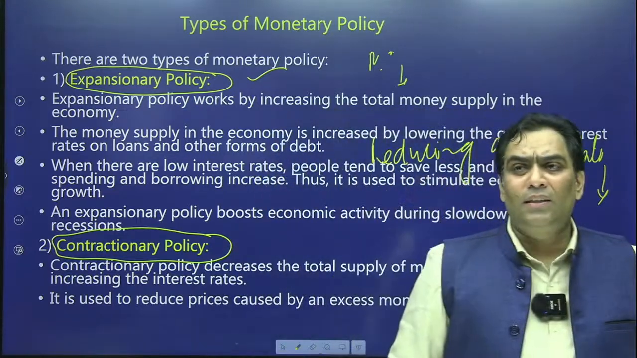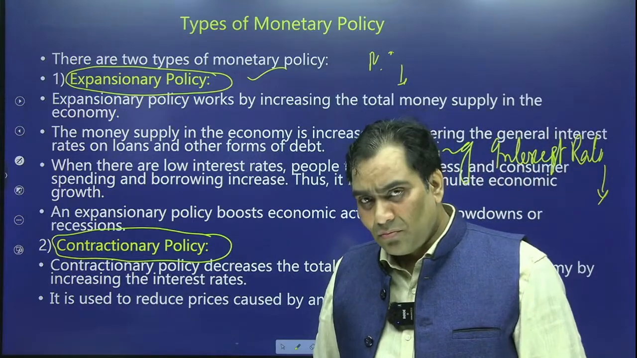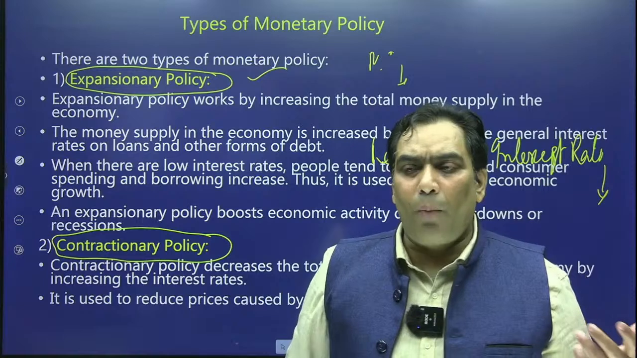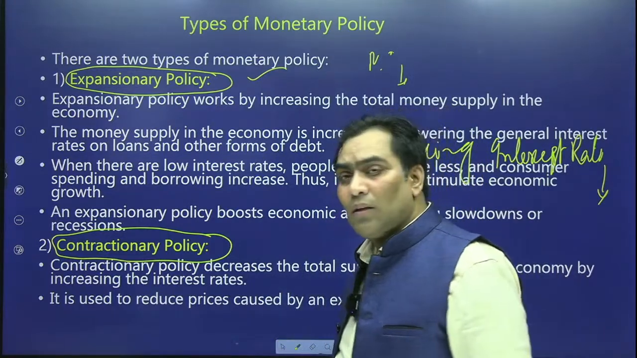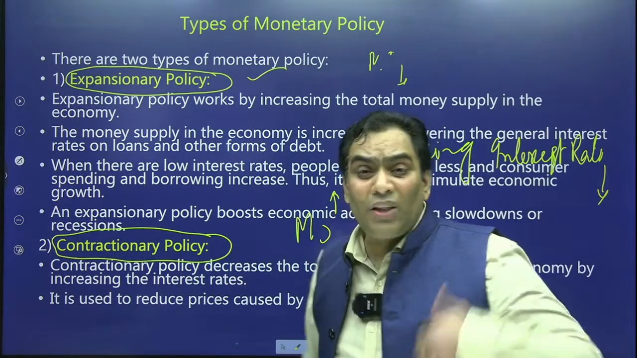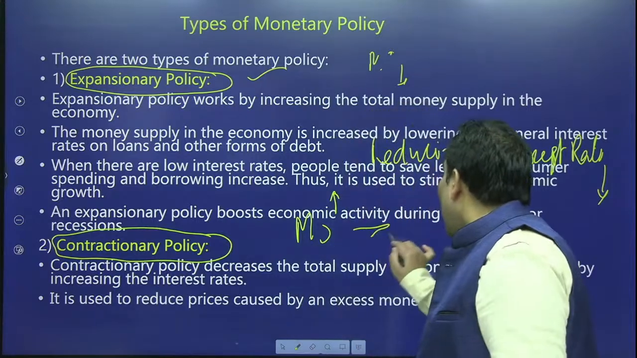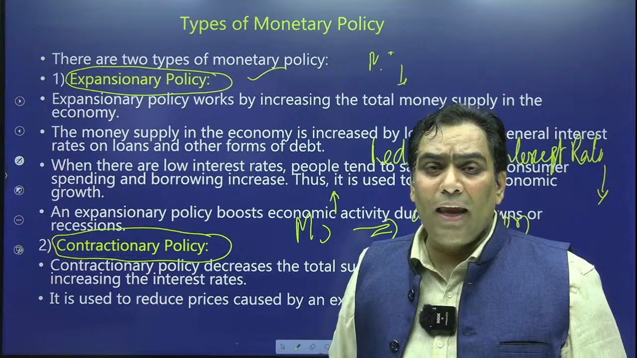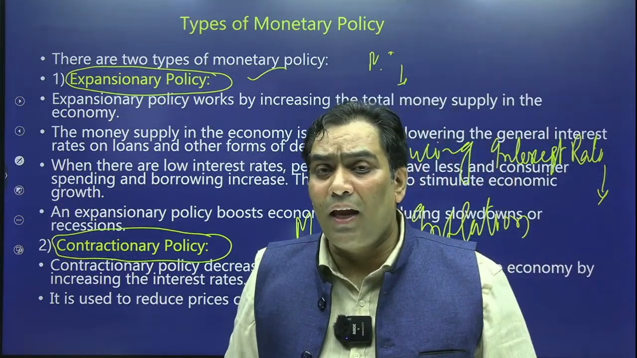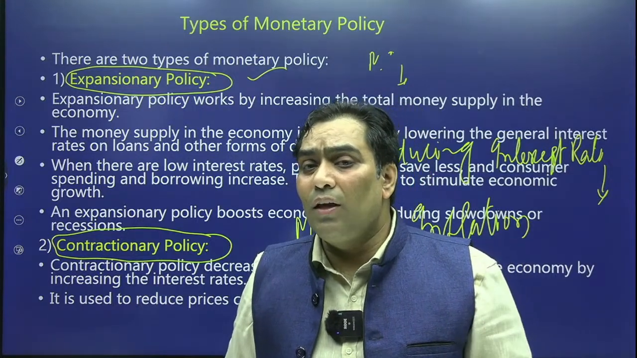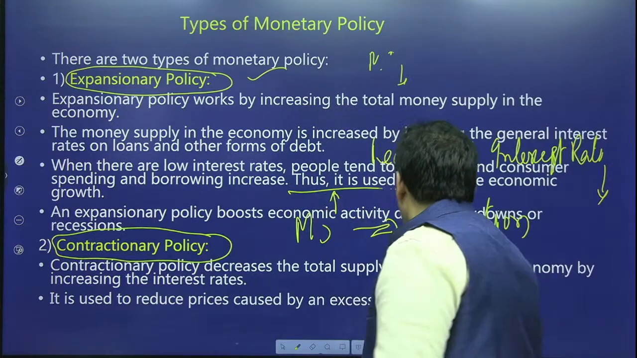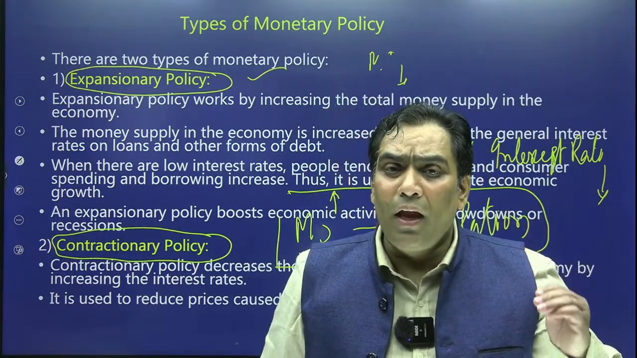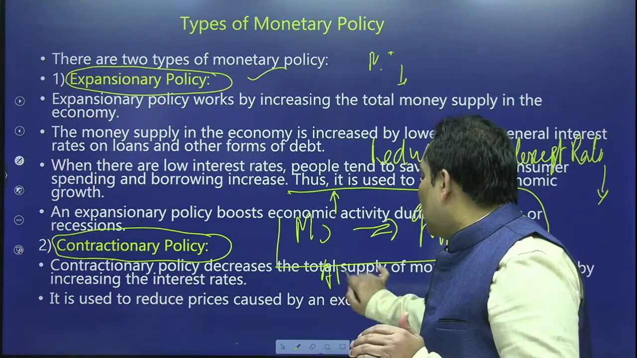So now we are going to discuss the other type of monetary policy, that is contractionary monetary policy. RBI is going to adopt the contractionary monetary policy when there is more money supply in the economy, more than required, which is going to lead to inflation. Because of more money supply, the rate of increase in aggregate demand is more than the rate of increase in aggregate supply, which is leading to inflation. In that condition, RBI tries to reduce money supply in order to contain aggregate demand in the economy.